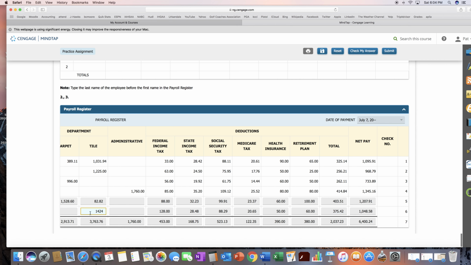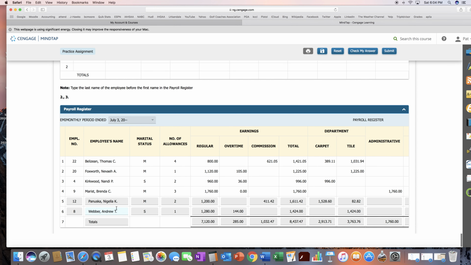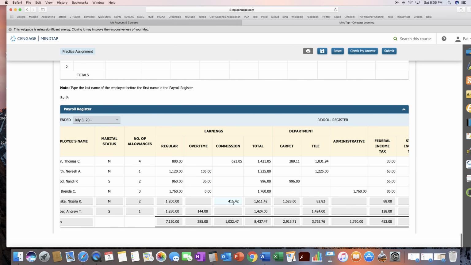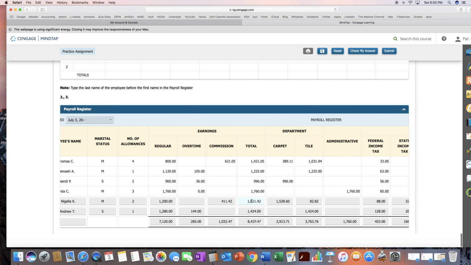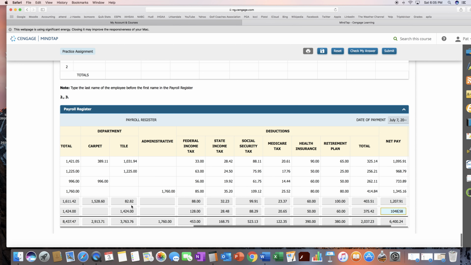You take total pay, total earnings, minus the total deductions to get net pay. So you would do the same thing we just did for Andrew for this employee. You've got the 1,200, you've got the commission, you've got the total. So everything would be based on the total earnings, 1,611.42. So you look that up in the married chart.